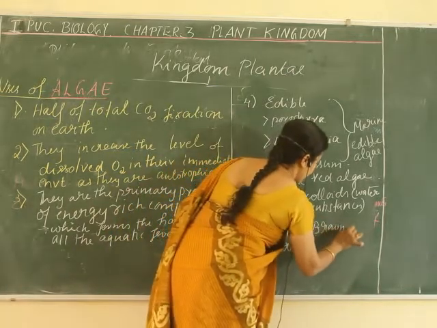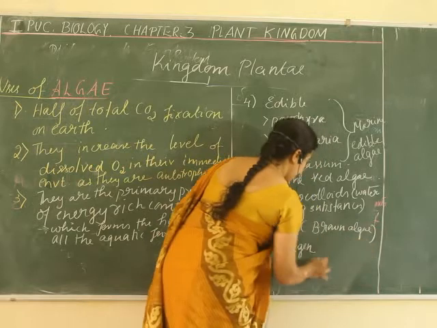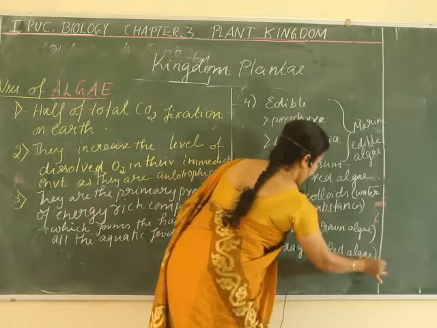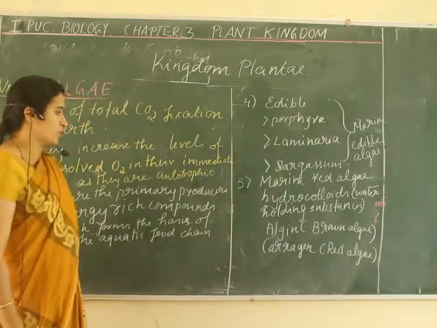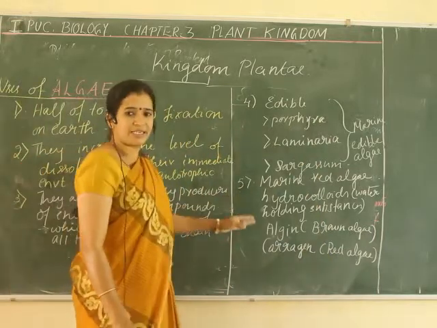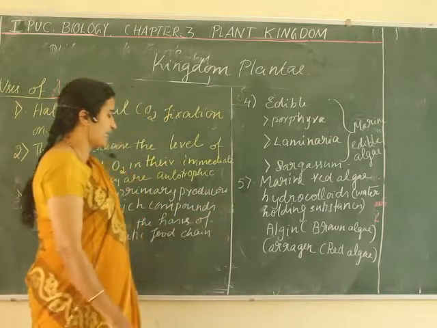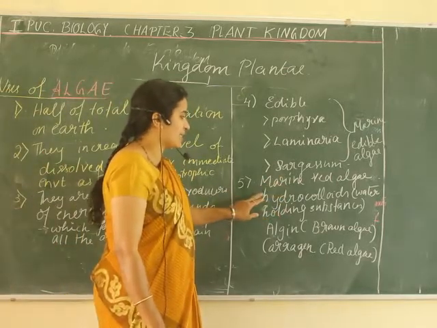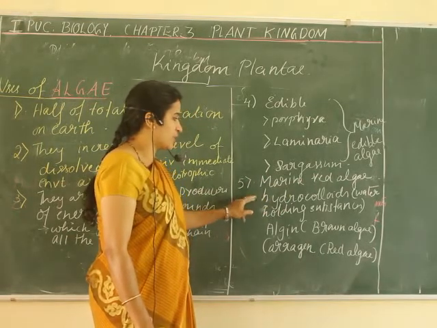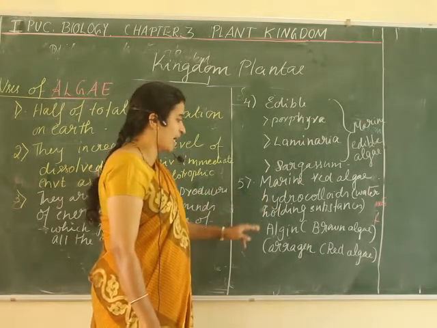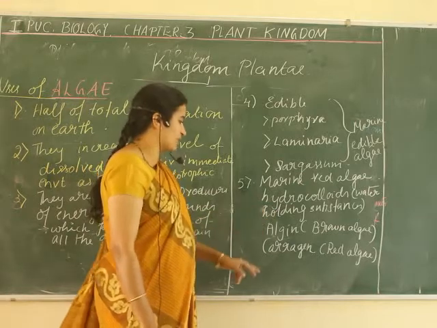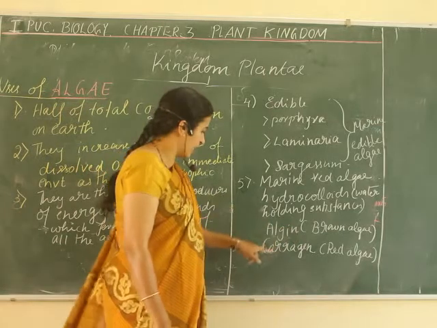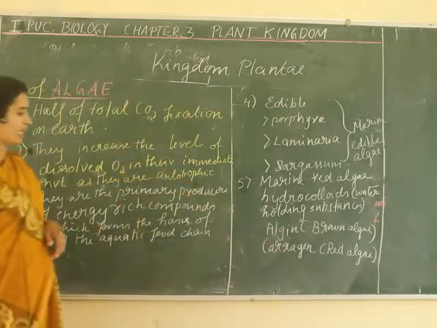Algin is produced by brown algae, and carrageen is produced by the red algae. Okay, so we were discussing the uses of algae. Here one of the important uses is that marine red algae have the capacity to produce a substance, that is hydrocolloids. Hydrocolloids means water holding substances. An example is algin, which is produced by the brown algae. Carrageen is produced by the red algae.